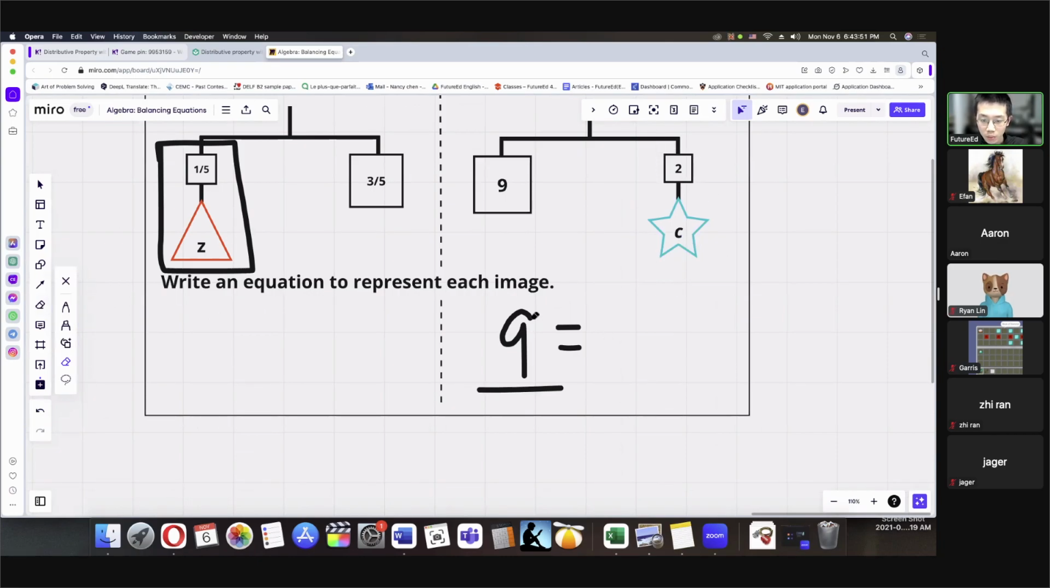So what's on the right? 2 and C. So what's that? Is it 2 minus C, 2 plus C, 2 times C? What is it? Aaron? 2 plus C. Awesome. So how would we solve for C?